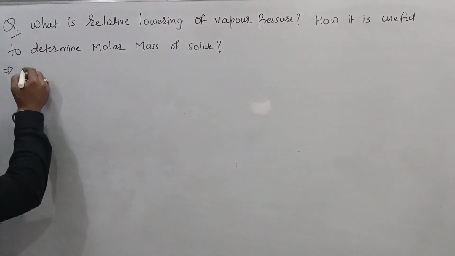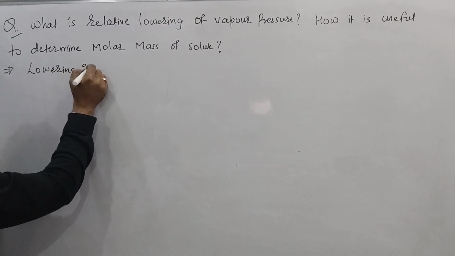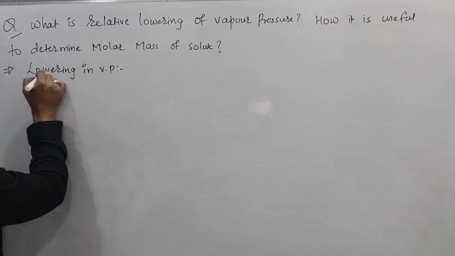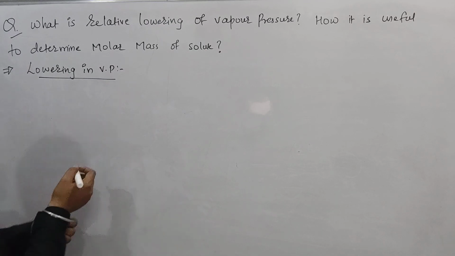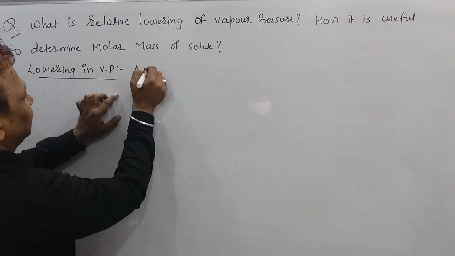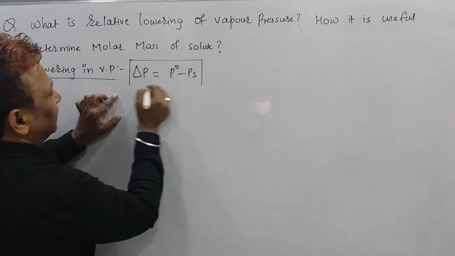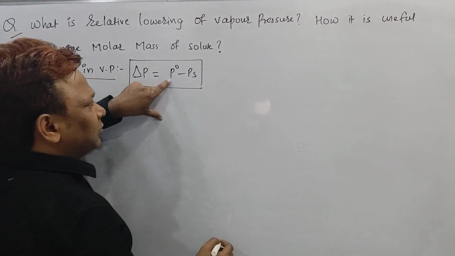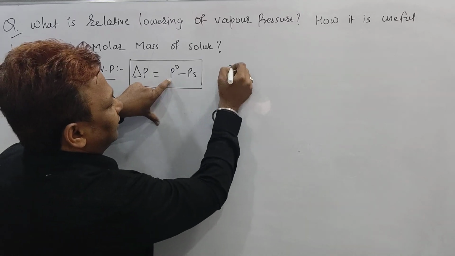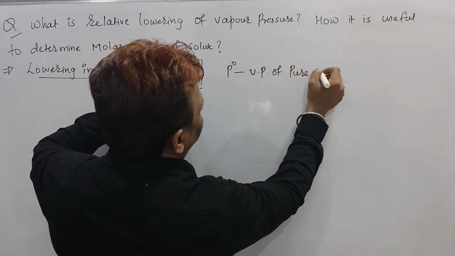See here, first part I will tell you: what is meant by lowering in vapor pressure? I'll tell you in a very simple way. Lowering in vapor pressure is denoted as delta P, the difference. Lowering in vapor pressure means delta P, and it is equal to P naught minus Ps. This is a formula, and based on the formula we can write the statement. What is P naught? P naught is called the vapor pressure of pure solvent.